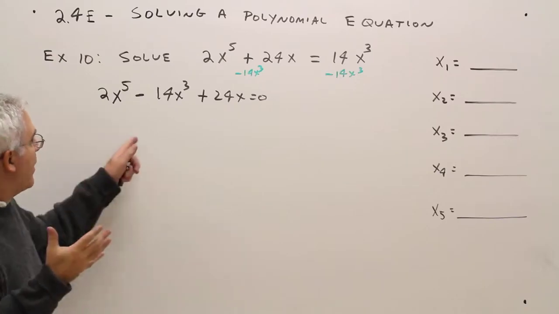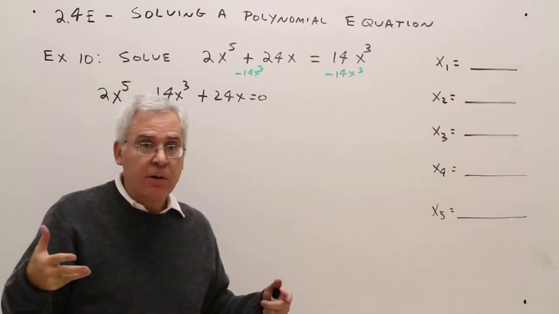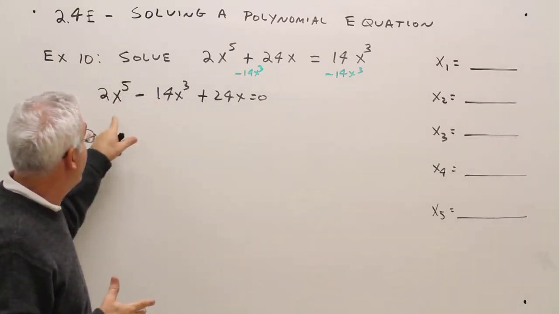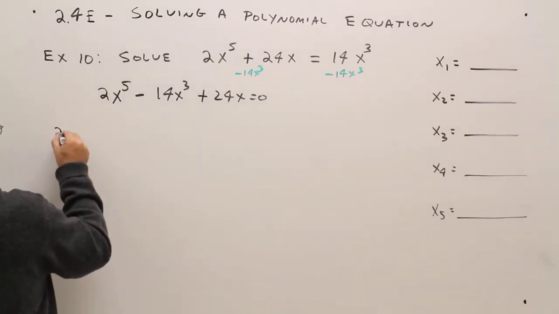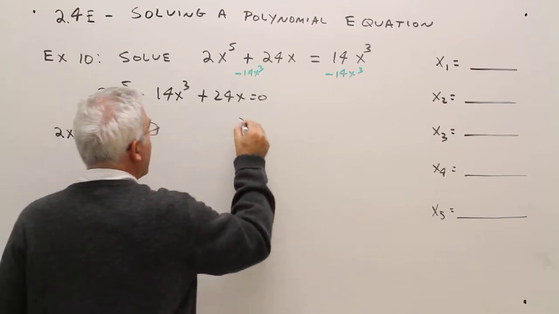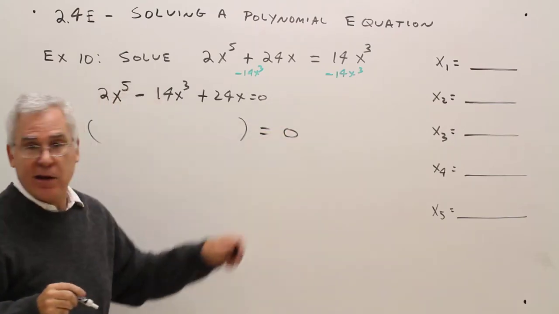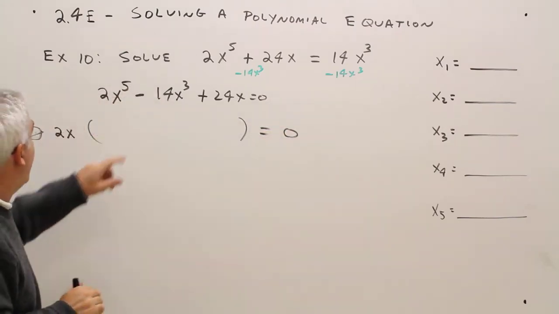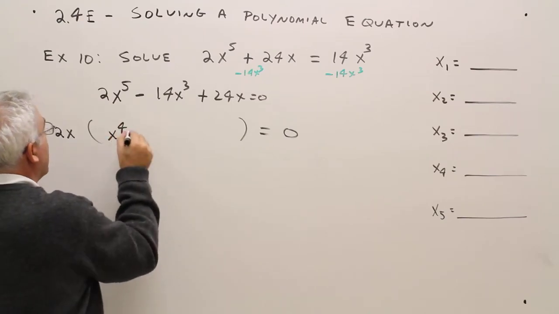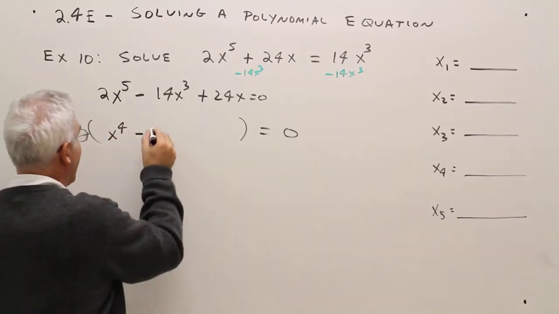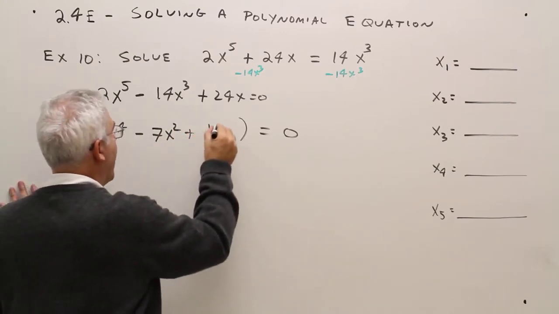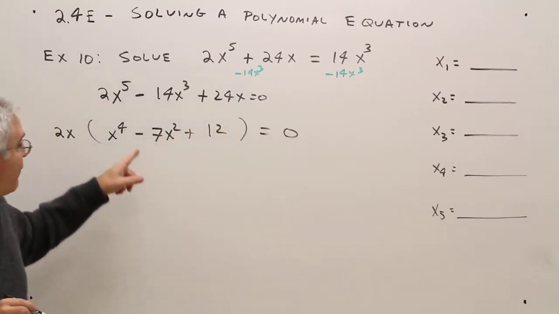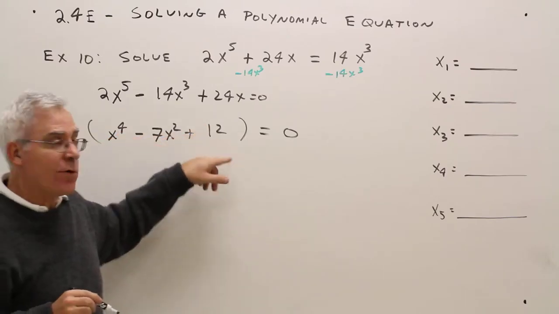Okay, then I want to factor. Let's first check for common monomials. Looks like a 2x. So I'll take a 2x out, and let's see who survives. Again, it'll all be equal to 0. x to the 4th minus 7x squared plus 12. I got that quadratic form: degree 4, degree 2, constant.